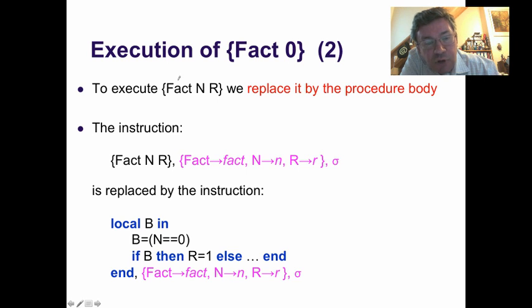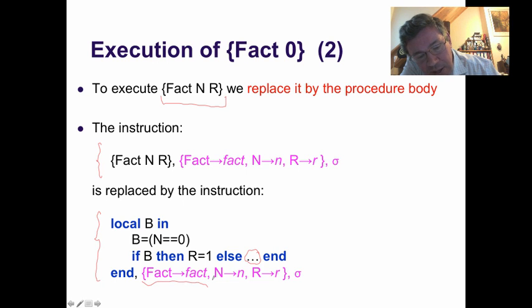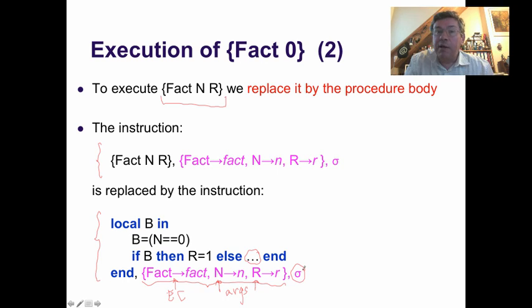So, to execute a procedure call, we replace it by the procedure body. So the instruction here, which is the procedure call, is replaced by this, which is the procedure body. I am not giving everything. Notice I've put ... here for the recursive calculation, but this is the procedure body. And notice that this environment here is the environment that we will use during the procedure body. This environment contains the arguments n and r, and the contextual environment, fact. And we also, of course, have the memory, which is just sigma. So now we have just done the first step of our execution on the abstract machine.